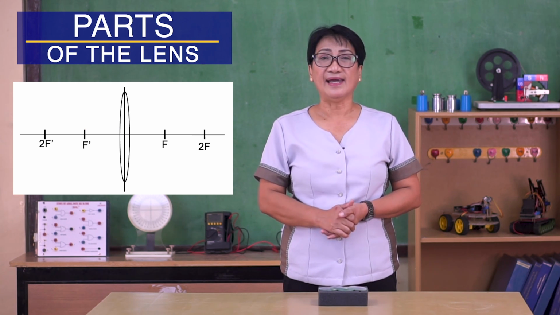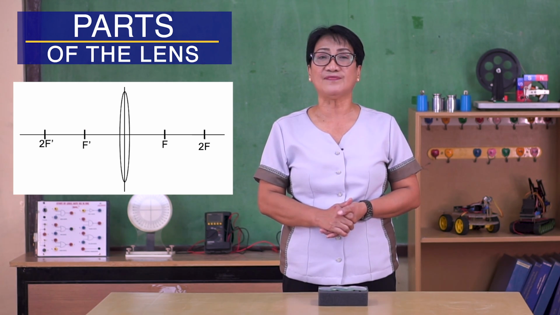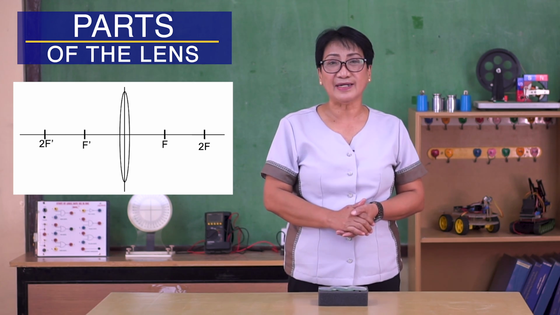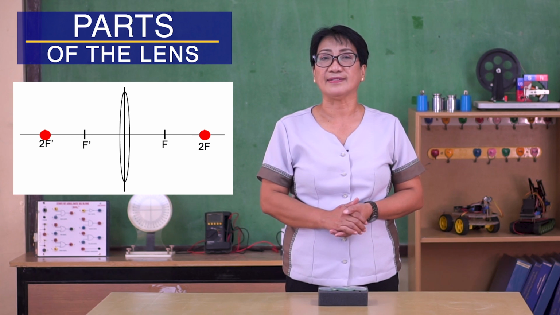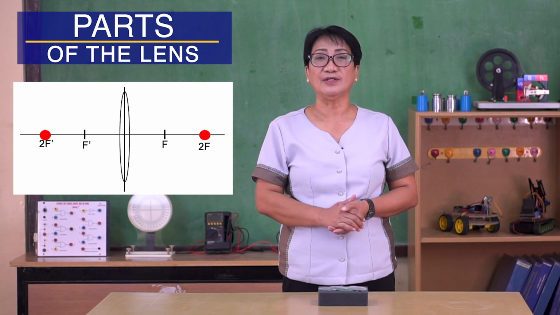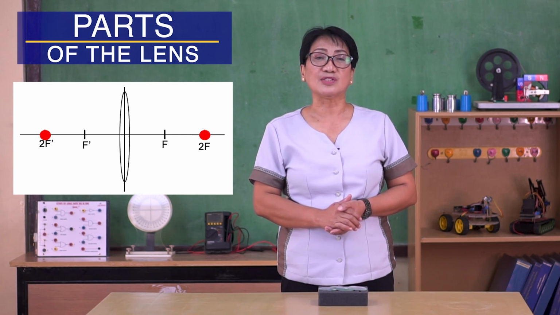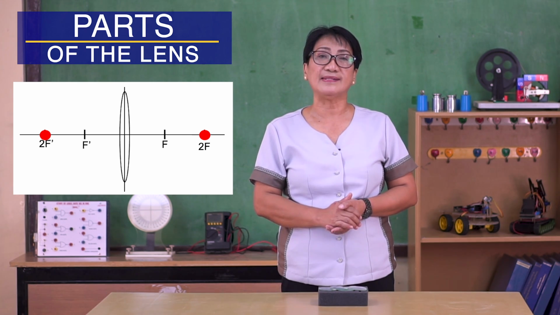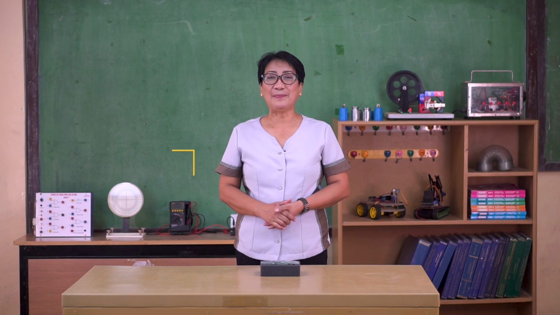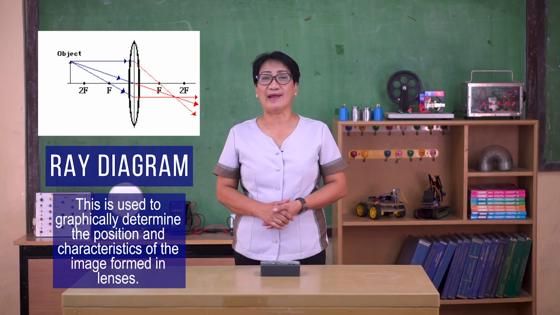Technically, a lens does not have a center of curvature. However, a lens does have an imaginary point that we refer to as the 2F point. This is the point on the principal axis that is twice as far from the vertical axis as the focal point is. To graphically determine the position and characteristic of the image formed in lenses, the ray diagram can be used.